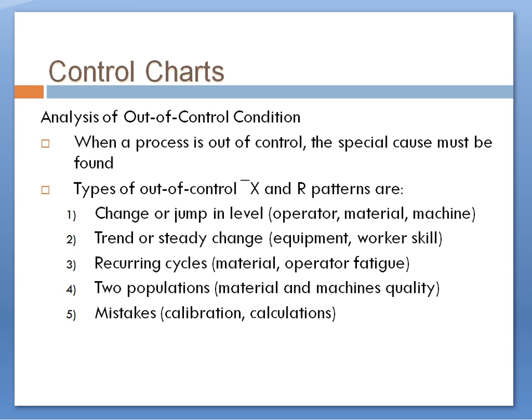For example, if you use the X bar and R chart, patterns could indicate a change or jump in level, either for the operator, material, or machine. Or it could also be a trend or static change for equipment or worker skill. If you have a recurring cycle, it may have something to do with the material or with operator fatigue. If you have 2 populations, it could be material or machine quality. And if you have mistakes, it could be due to calibration or calculation. So analyzing the control chart is very important because the patterns really mean something and they really help you find out what that special cause of variation is.